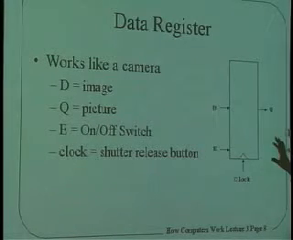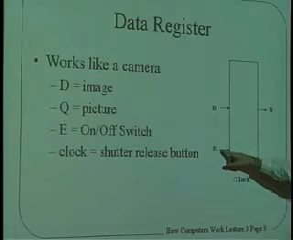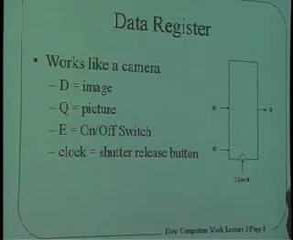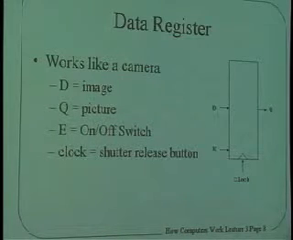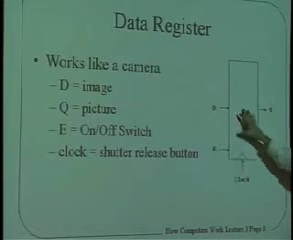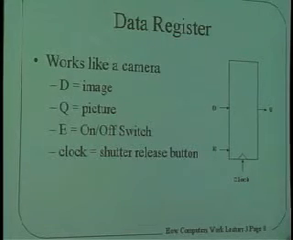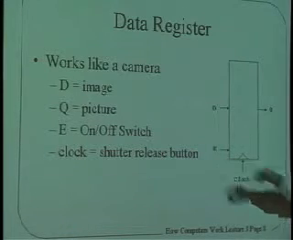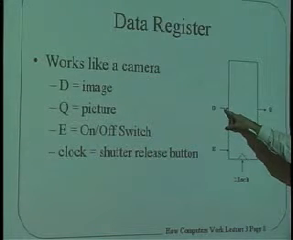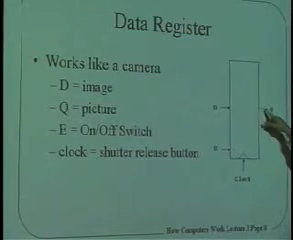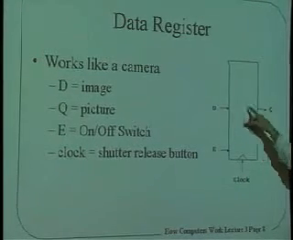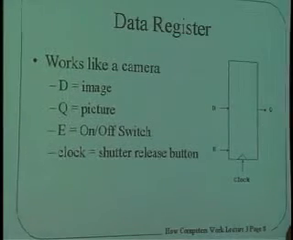The way that this works is just like that. If the enable, which is the on-off switch to the camera, is off, you can hit the shutter as many times as you want. Nothing will happen. On the other hand, if you turn the enable, which is the E input to a data register, on, then when the clock goes off, and the clock is like the shutter, the data register will take a picture of the data that is at the input and propagate it to the film that is the output. So every time the clock goes off, it takes a picture of D and makes Q be the same as D.